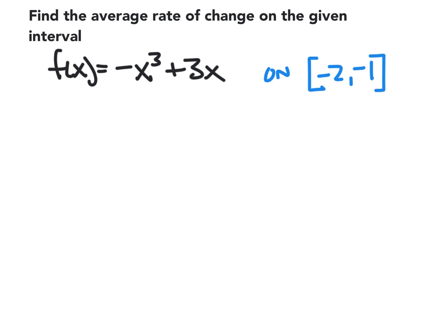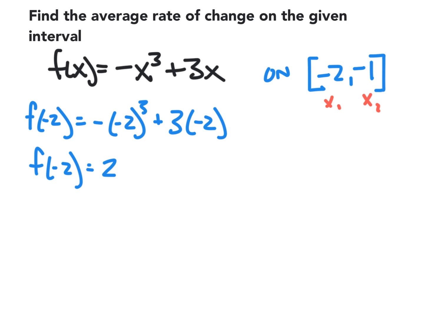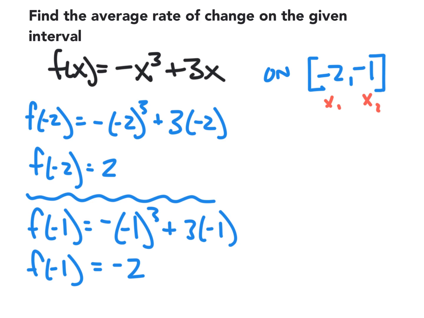These points represent my x values. This is going to be my x1 and x2. Now I need to find f of x1 and f of x2 just by plugging them in and evaluating this function. First I found f of negative 2 by plugging negative 2 into this function, and I got f of negative 2 equals 2. Then you can do the same for negative 1. Find f of negative 1. f of negative 1 equals negative 2.